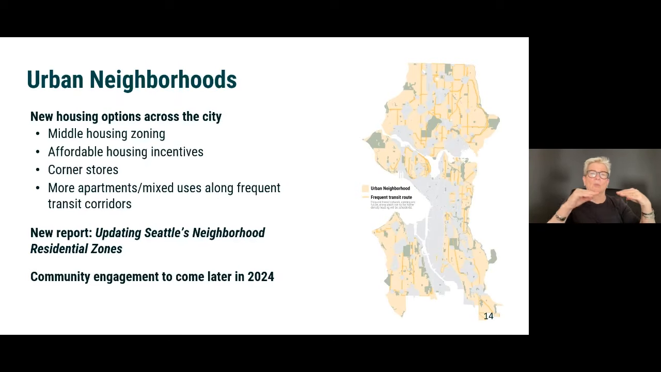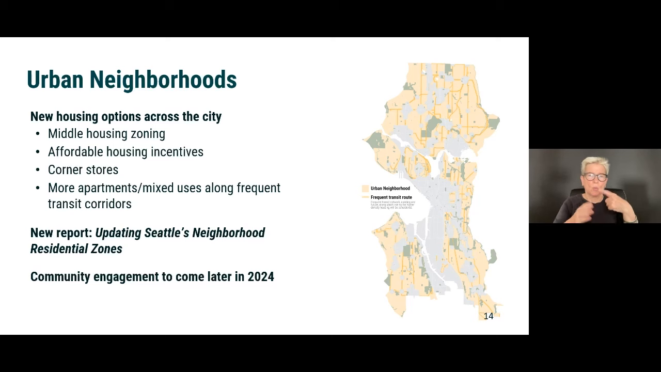The last place type that we're proposing change is urban neighborhoods. Again, these are areas that are predominantly zoned neighborhood residential today. Neighborhood residential represents the majority of our city and would continue to do so under this proposal. However, the major changes are that we would update the definition of neighborhood residential. We'll show some of what that looks like.